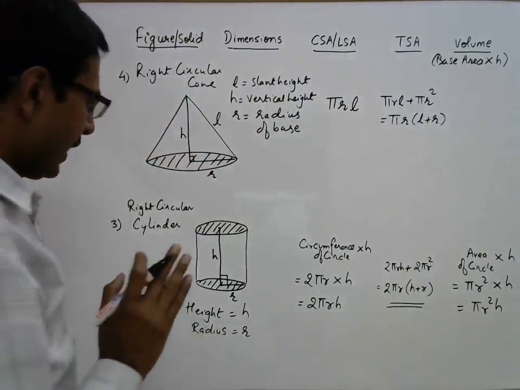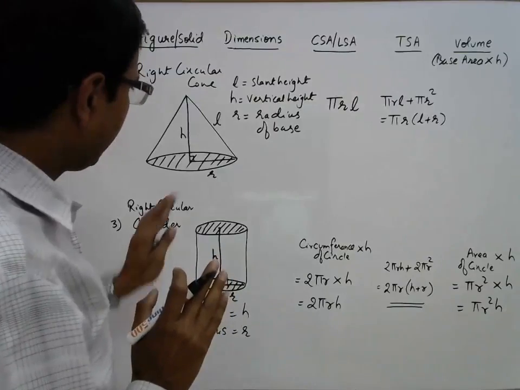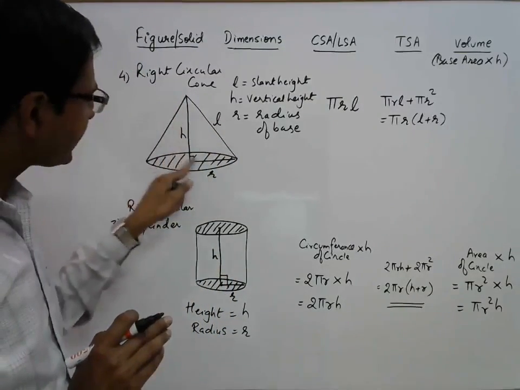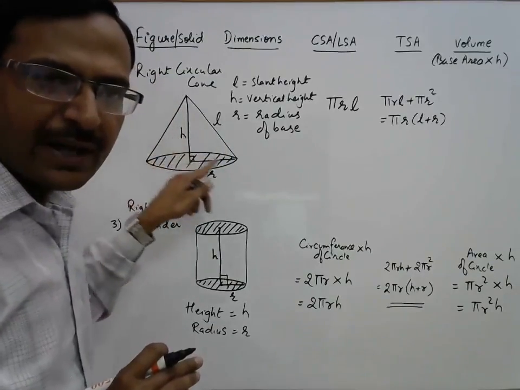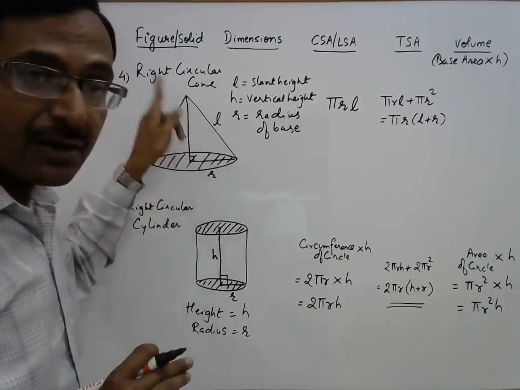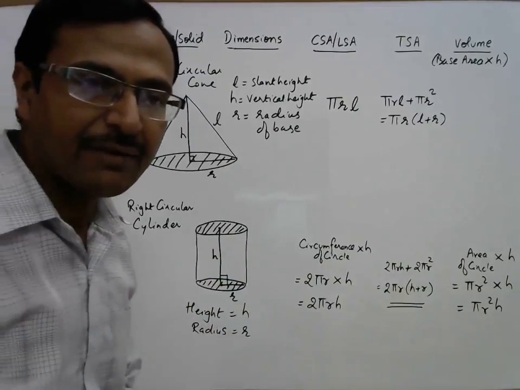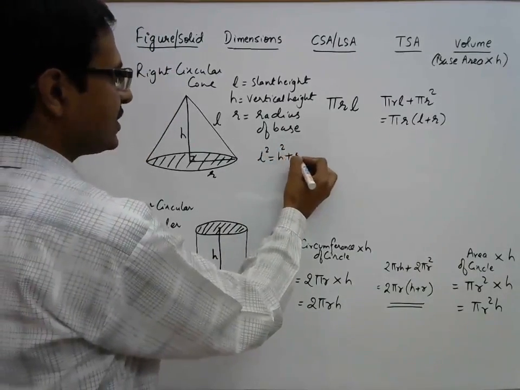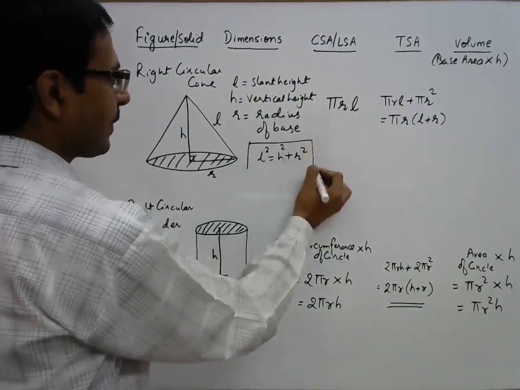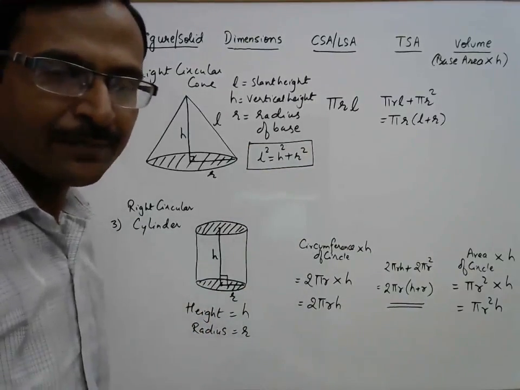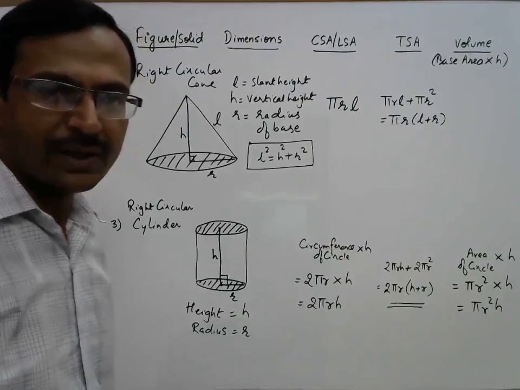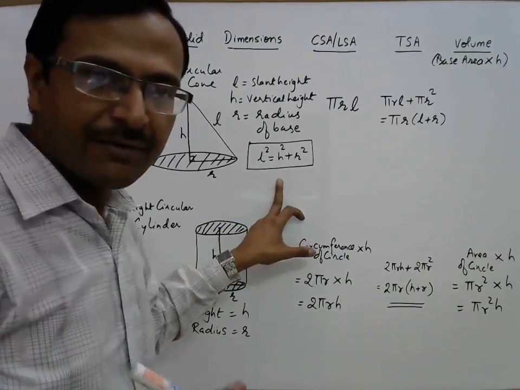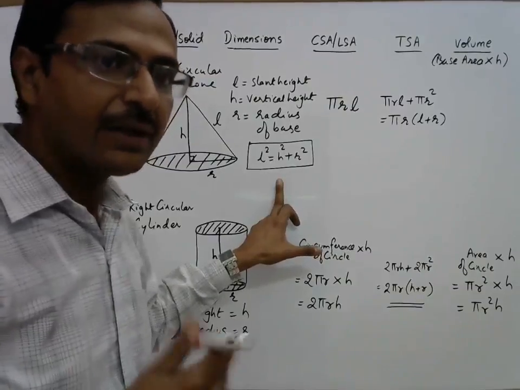Now see, here we have three dimensions, h, L and r, and if you can see very clearly, these three are forming a right angled triangle. So we can have one more formula, L square equal to h square plus r square, which is the Pythagoras theorem. This is used to find one variable when the other two variables are given.